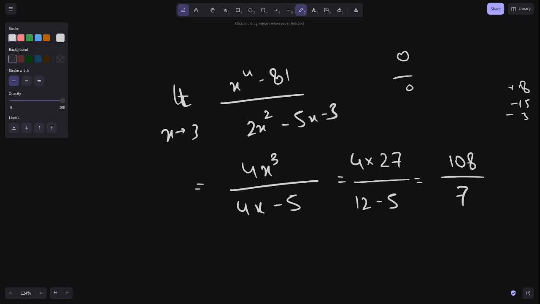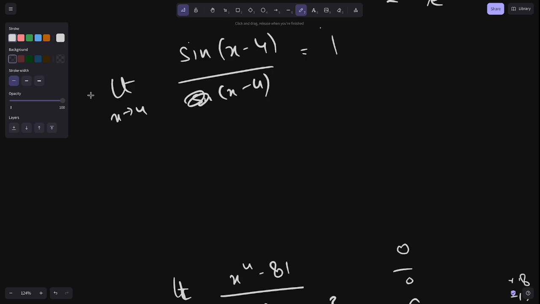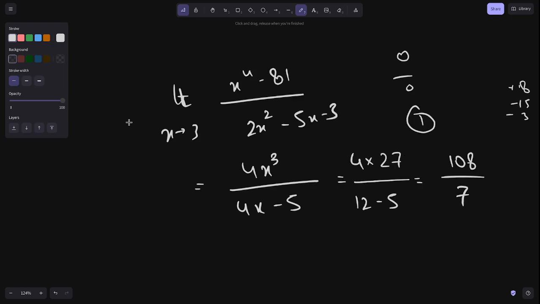Let me check if this is the answer. This is the answer. We solved, this is a 1 mark question. We solved like a 5 mark question with the knowledge we already have, right? So yeah, that's it for limits. You don't need more than that, and you can get good marks if you do this only.